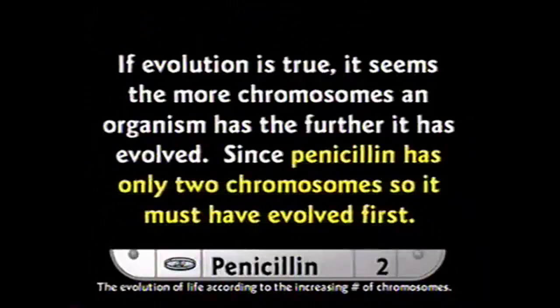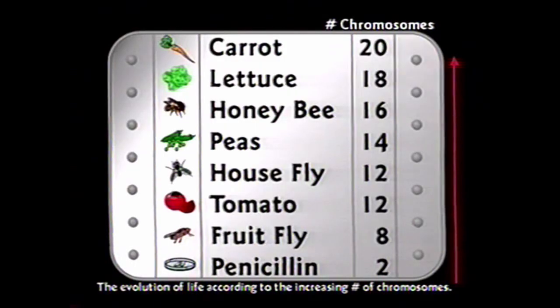Now, if evolution is true, then I thought, hey, the more chromosomes you have, the more complex you must be, so you must have evolved farther. So I made a chart of different plants and animals based upon their chromosome number. I discovered penicillin has only 2 chromosomes. So it must have evolved first, that must be the simplest life form. And then slowly, over millions of years, it evolved some more chromosomes and turned into a fruit fly. They have 8 chromosomes. And slowly we got tomatoes. They have 12. By the way, so do houseflies. Identical twins. Pretty hard to tell the difference between a tomato and a housefly.